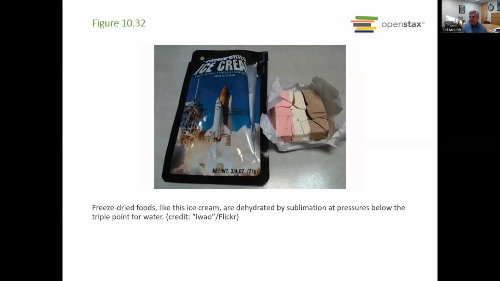All right, so freeze-dried food like ice cream that the astronauts eat are dehydrated by sublimation. So that's pressures below the triple point of water. So that's how they freeze dry our ice cream for the astronauts.